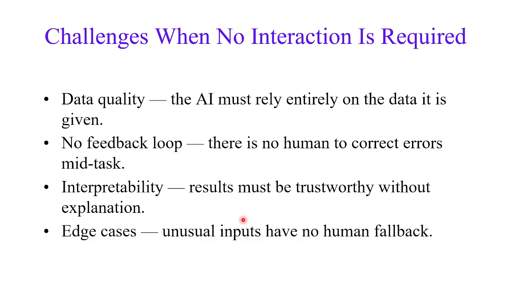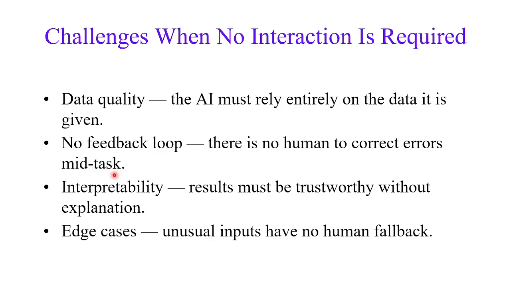Data quality becomes critical. When there is no human to provide context or clarification, the AI must rely entirely on the quality of its input data. As I say, garbage in, garbage out. And there is no feedback loop. Suppose the AI makes an error in the middle of the task, there's no human to catch it and say, wait, that's wrong. So the system must be robust enough to handle errors internally.